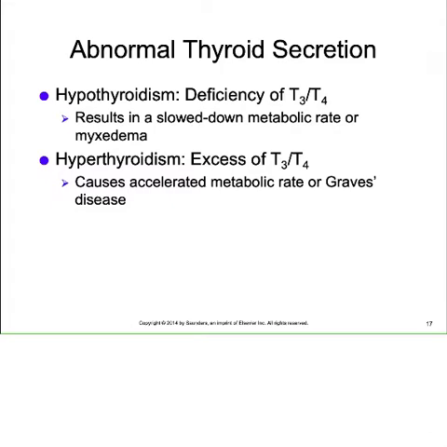And the fix is to deal with whatever's causing the condition. If it's a tumor, we have to excise the hypersecreting tumor. If it's autoantibody, then we have to give immune suppressants in order to turn the gland back down. And we can also give thyroid hormone antagonists.